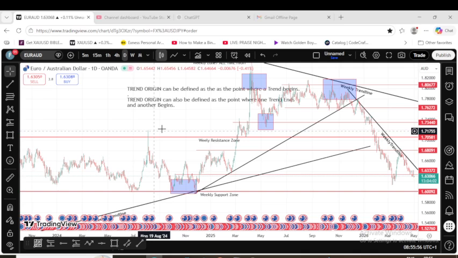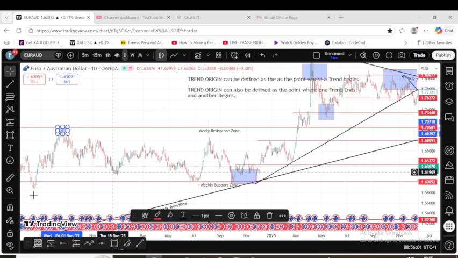Don't forget that on the daily time frame, each of these moves, although they might seem fairly small, are all worth their weight. They all represent a significant bit of price action, price movement.